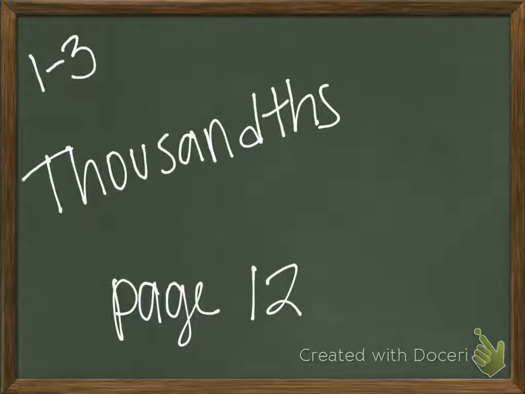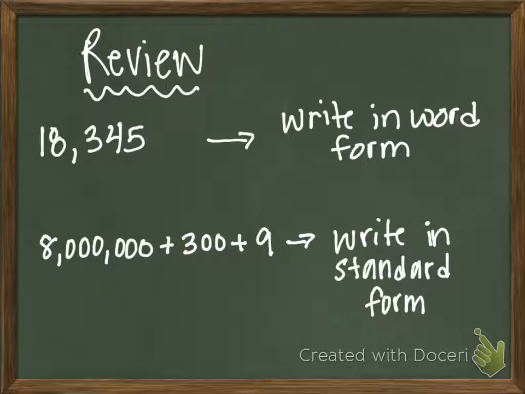Today we are doing 1-3. This is over the thousandths. This is on page 12 of your math book. But first we are going to review. So remember, I'm going to keep going in my video, but you need to write all of this down as your title page. So go ahead and pause the video now so you can catch up with me and not get behind. Okay, so this is going all the way back to Monday, day 1.